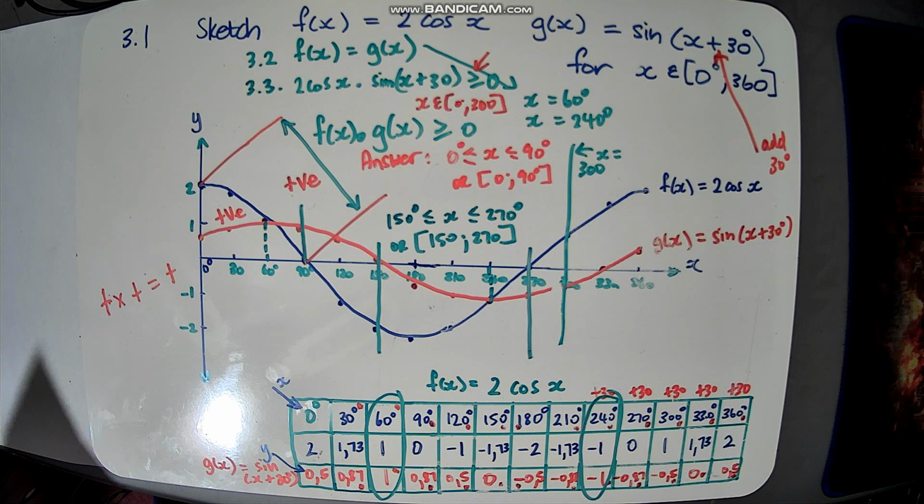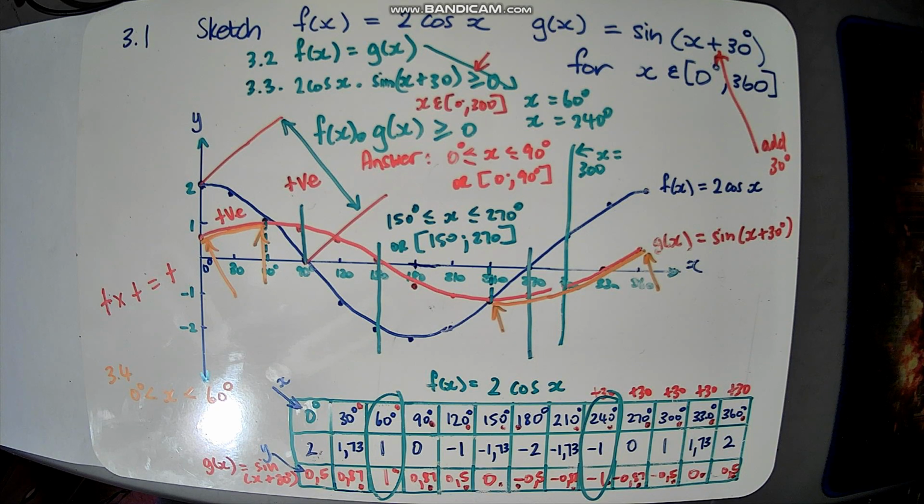Pause the video, do attempt it. In the diagram I've marked it with orange, and on the graph you'll notice between 0 and 60 degrees, this is where the graph increases. Notice also between 240 and 360, the red graph starts to increase. What do we mean by increase? We mean that the graph moves in an upward direction. Notice at 240 is the lowest point, and then the graph starts to turn in an upwards direction.